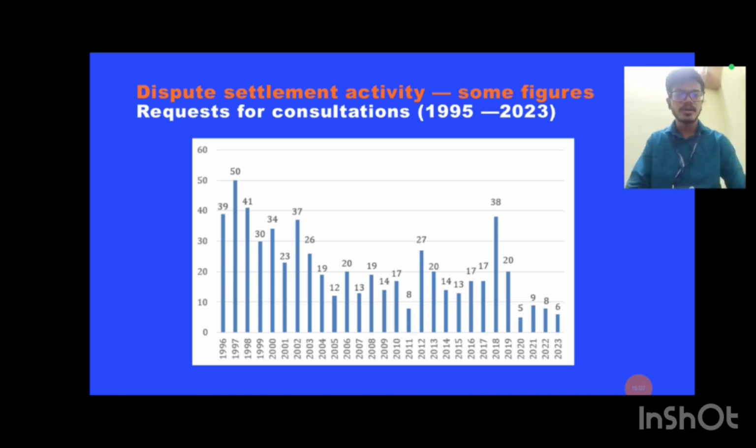This is a pictorial representation which shows the requests for consultations, which is the first stage of the dispute settlement mechanism, from the year 1995 to 2023.